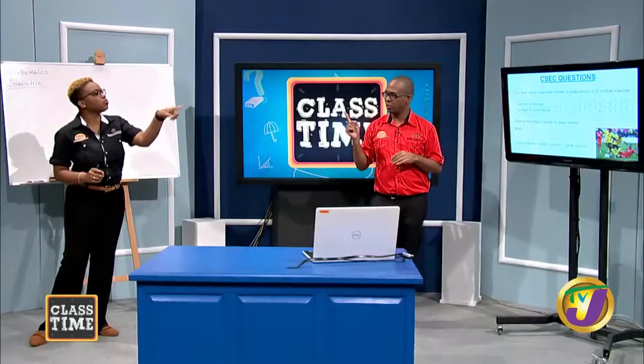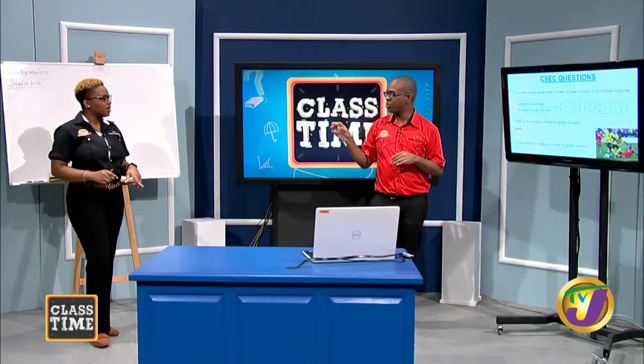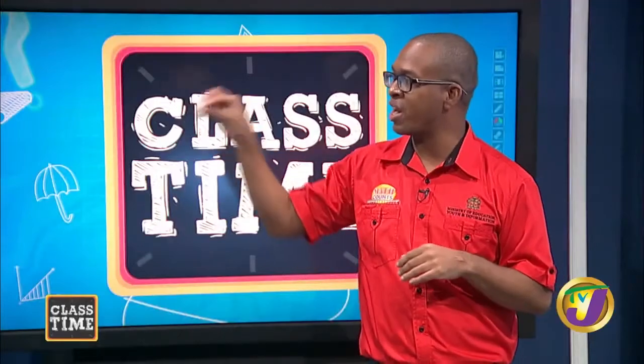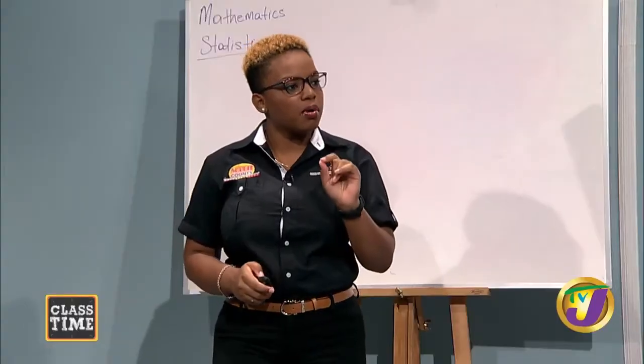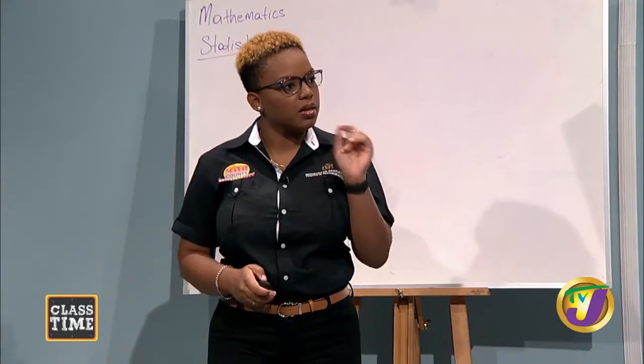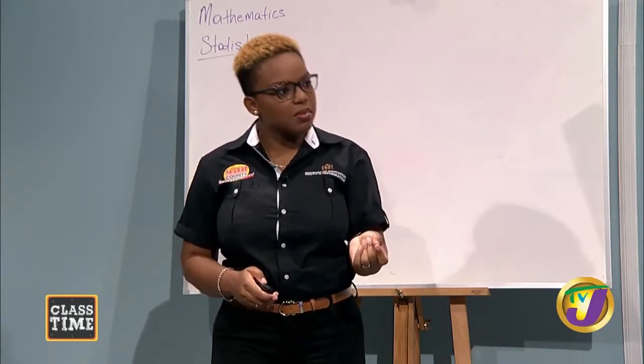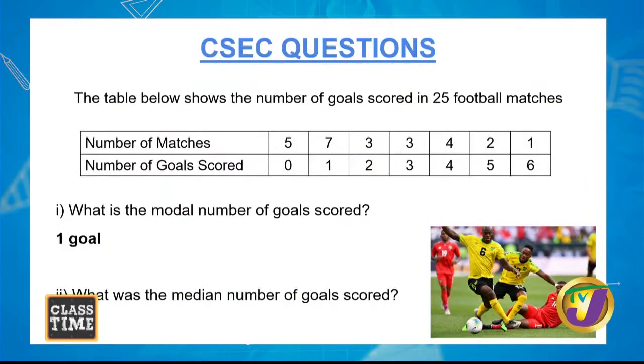A 2, sorry, yes, a 2. We wanted to know the number of goals scored in that match. Right, so it would be 2. So that means that the median number of goals scored would be 2. Yes, the median number of goals would be 2, and that would be scored in the 13th match.